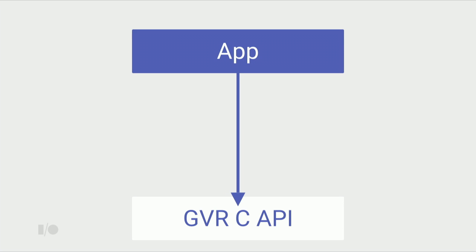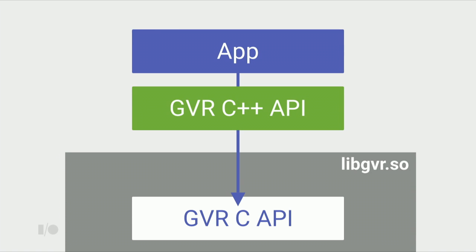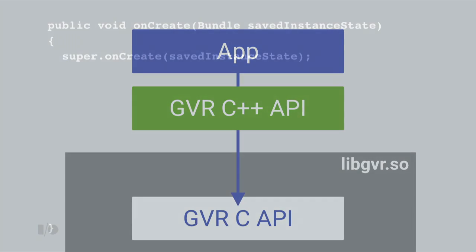When your app is talking to our C++ API, it is actually talking to our C API that lives in libgvr.so. And the reason why we do a C API instead of a C++ API is because it's difficult to get two compilers to agree on how to compile C++. So instead, the C++ API lives entirely on your space, and it's just a wrapper around the C API. So you can use it without worrying about compiler API incompatibilities, which is good.